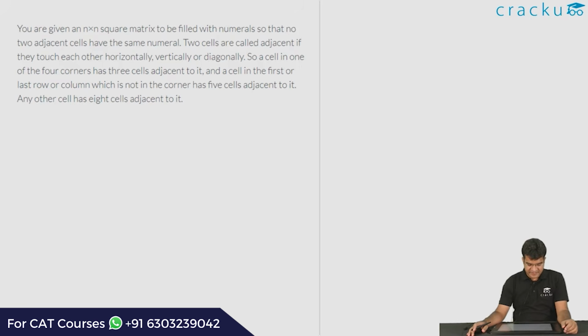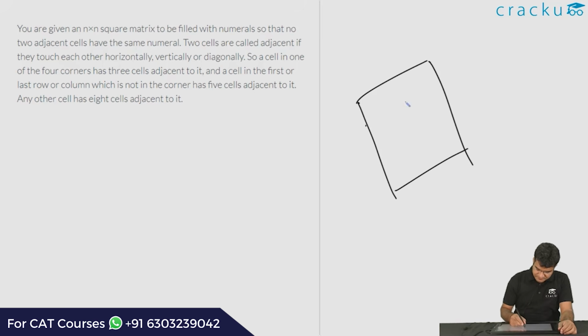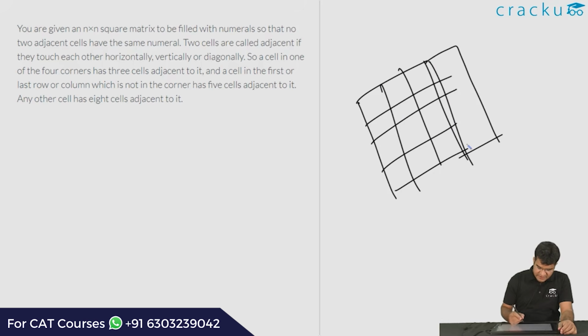In this question, we are given an n cross n square matrix. It is given that no two adjacent cells have the same numeral. The definition of adjacent is that these two cells are obviously adjacent, these two cells are also adjacent, but the diagonal is also considered adjacent. So if this number is, say, 1, this number can't be 1, this number can't be 1, and this number can't be 1.